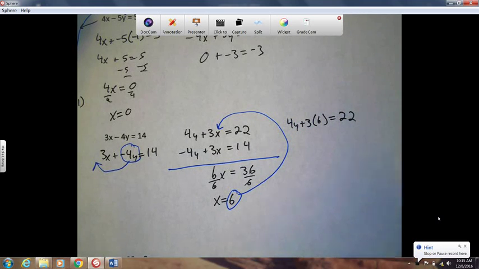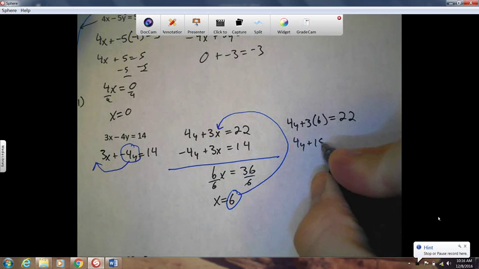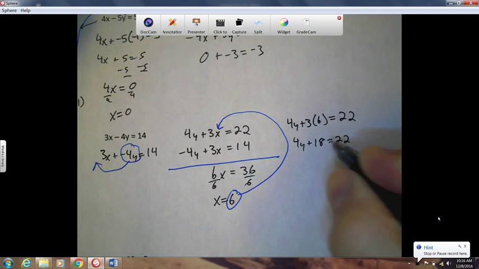Remember, this is another way of solving the same problems we did with substitution, the same ones we did with graphing. This is where the lines would cross. I'm finding the point where they would cross. And elimination is just another way to do it. Sometimes it's easier, sometimes it's not.